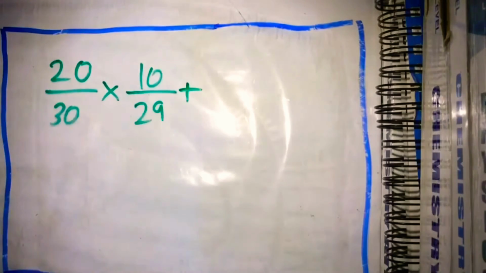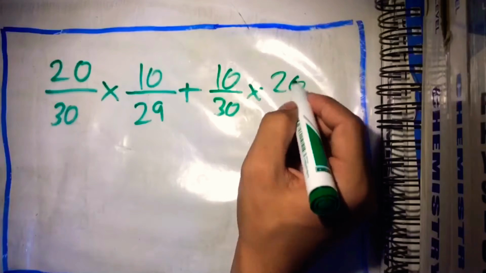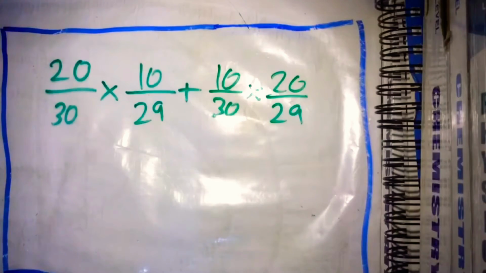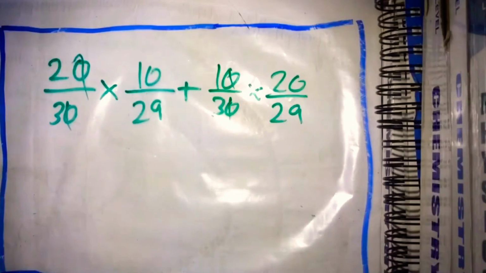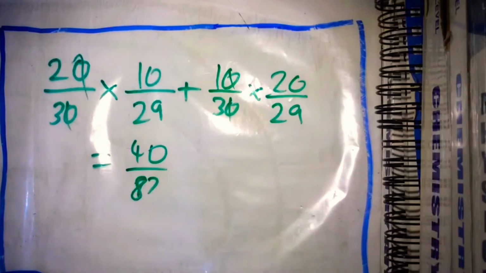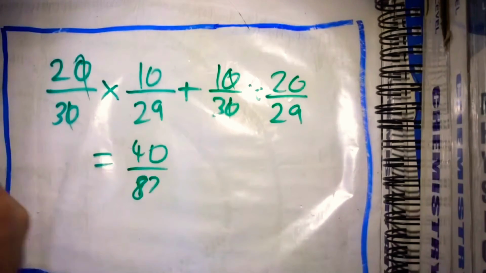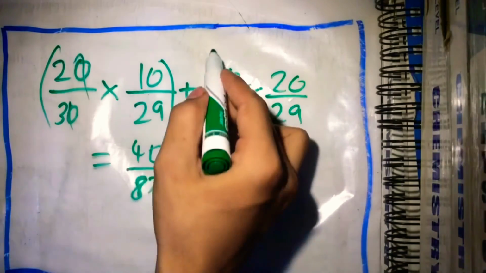Then plus, it is also possible that first a girl is picked. So 10 upon 30 into 20 boys out of the remaining 29. The answer would be 40 upon 87. Another way of doing this is that we can simply multiply the bracket by 2, since these two brackets are equal.